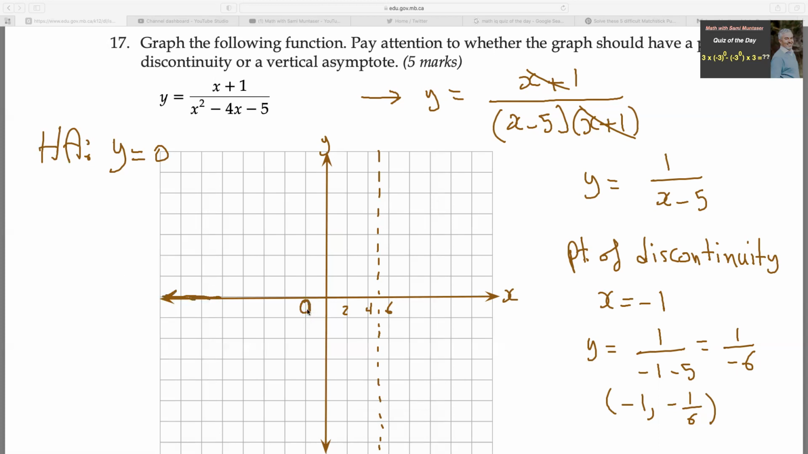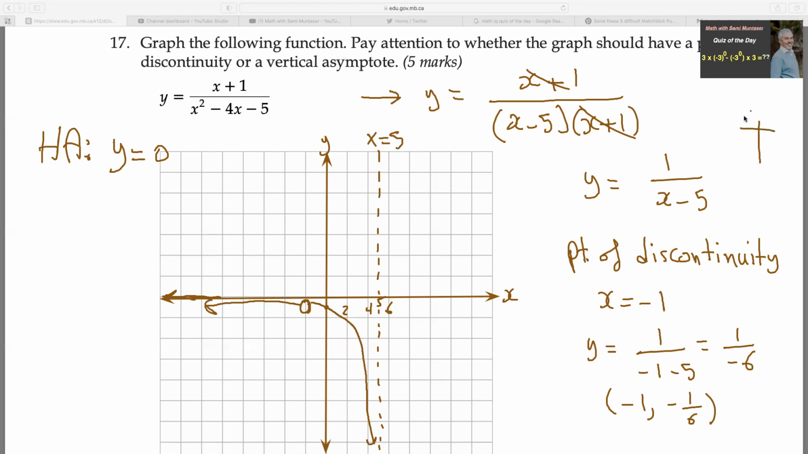Since I have this point of discontinuity here, and I have a vertical asymptote and horizontal asymptote, then I know my graph is doing this, getting close to that. Then just go like that and continue your graph right there. You want to find out what's happening on the right side of the vertical asymptote, so you choose a number close to five, because this is x equals five, which I will choose six if I'm doing a table of values.